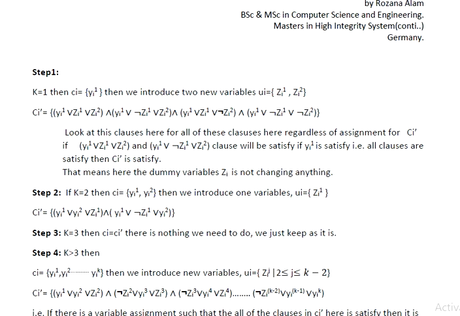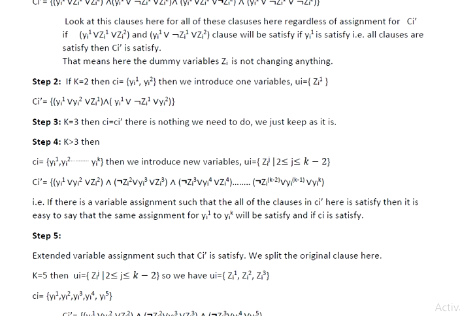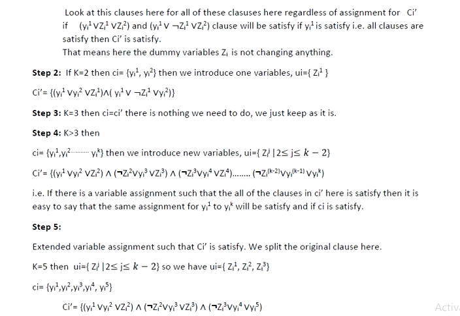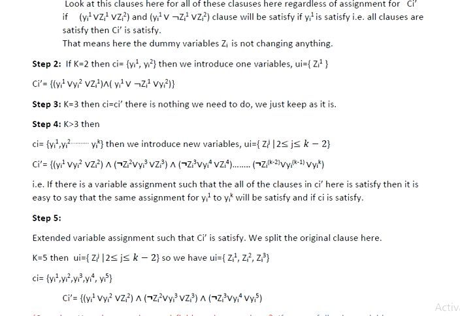So we need to assign the values in a way that each clause becomes 1, and then it will be fulfilled. Now in the next step, step 2, if we have k equals 2, then the SAT clause ci will contain two literals, and then we will introduce a new variable zi1, and it will be only for one variable. One variable will have only two possibilities.